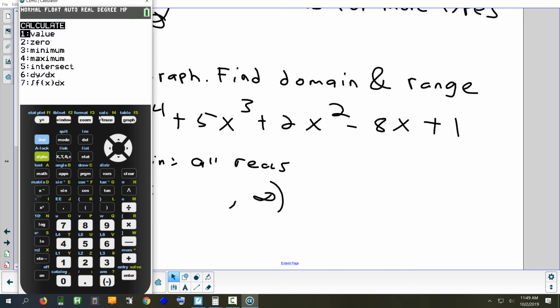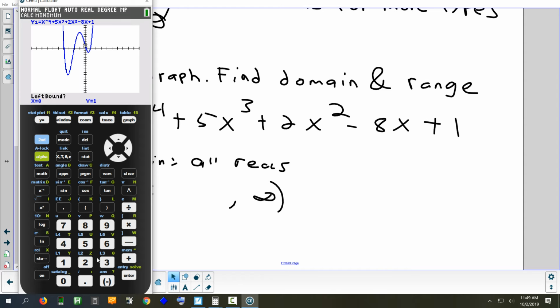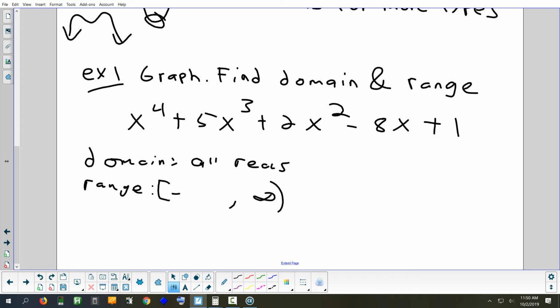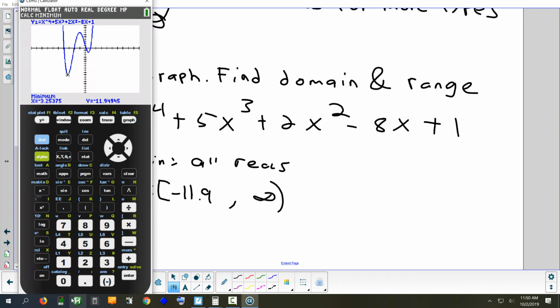Second calc, which option do you think I'm going to use? Yep. Minimum. Let's find the minimum. And the minimum to me looks like it's somewhere over here. So let's go left, right, enter. So remember, range is the y value. So the minimum is negative 11.9. That is the lowest that it ever goes. And you can put a bracket on it. It does reach it. It's showing me it reaches it right there. Okay, so the range is every number from negative 11.9 up.